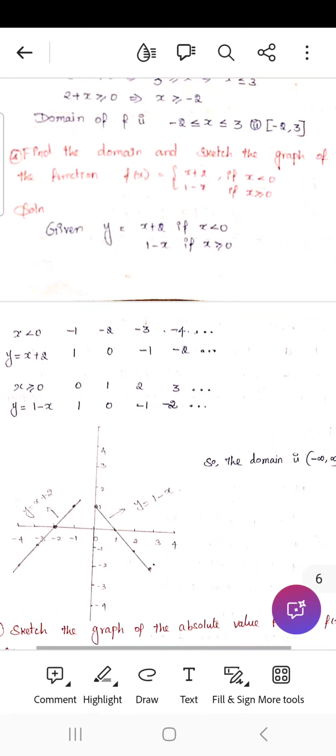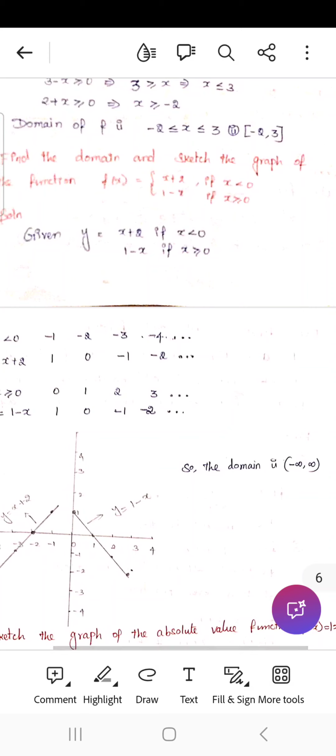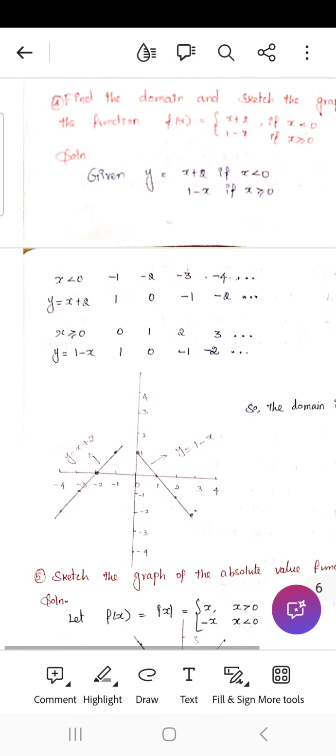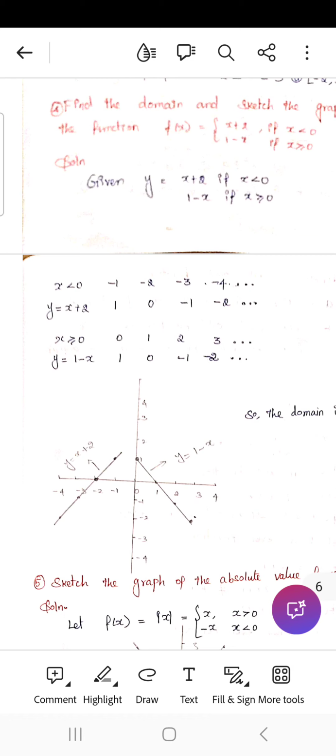The next problem is to find the domain and sketch the graph of the function f of x equal to x plus 2 if x less than 0, and for x greater than or equal to 0 the function is 1 minus x. Substituting the first one, x less than 0, that is x equal to minus 1, minus 2, minus 3, minus 4, etc., in y equal to x plus 2, we will get the values 1, 0, minus 1, minus 2, etc.